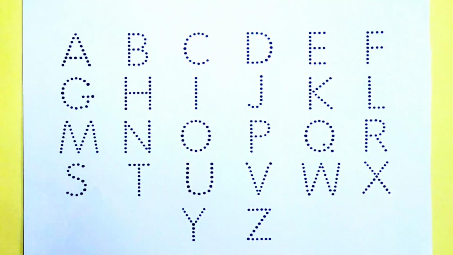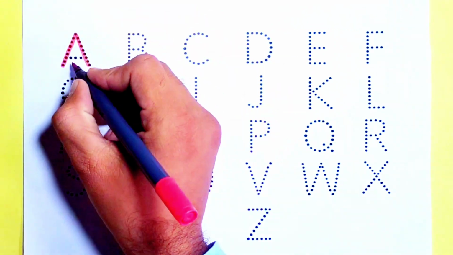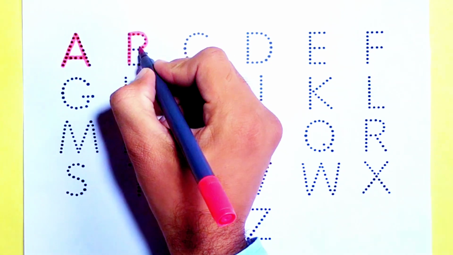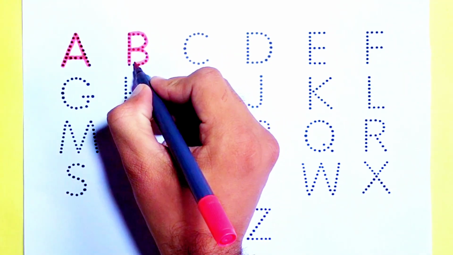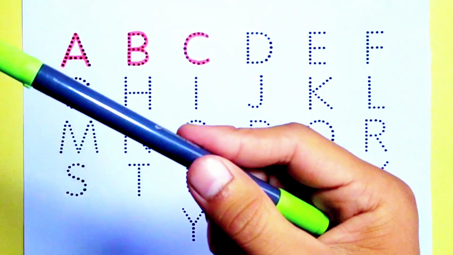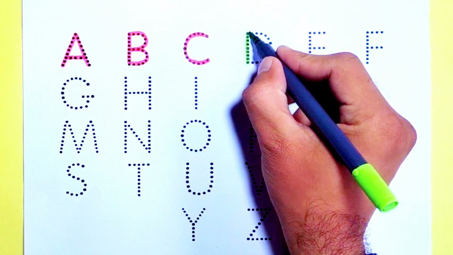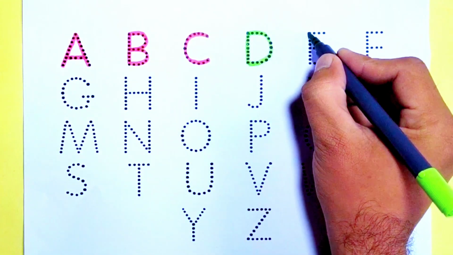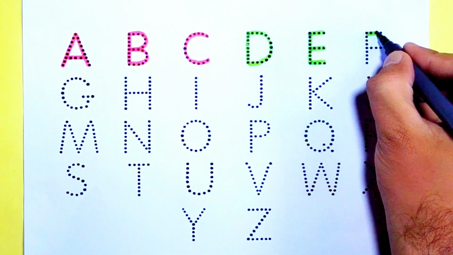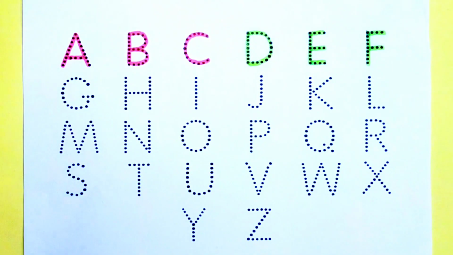Let's start. Red color. A for aeroplane. B for balloon. C for cup. Light green color. D for door. E for egg. F for fan. Purple color.